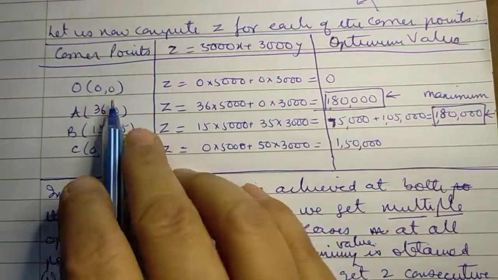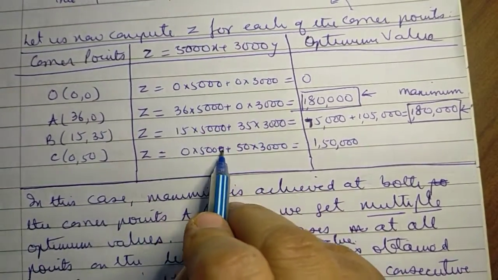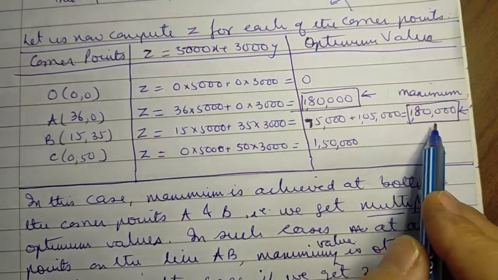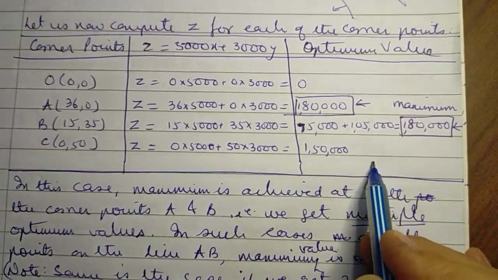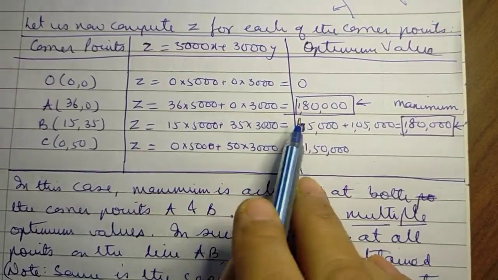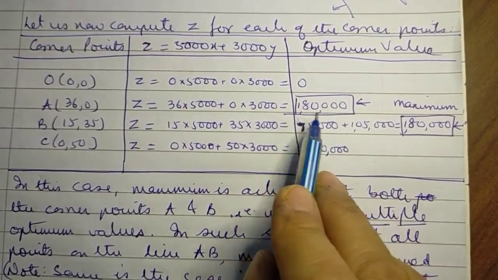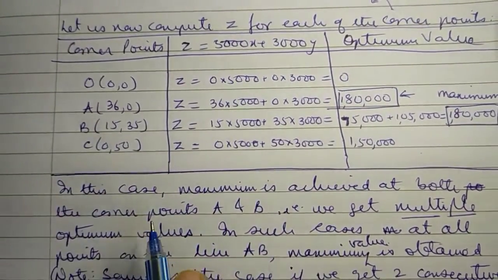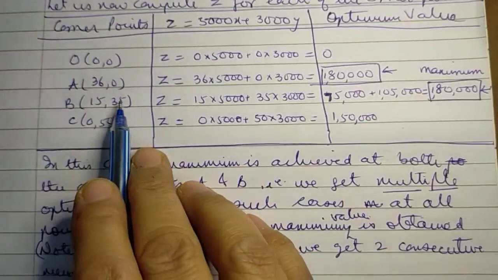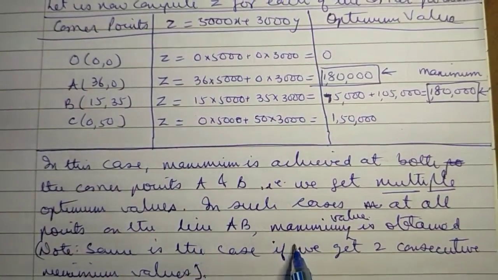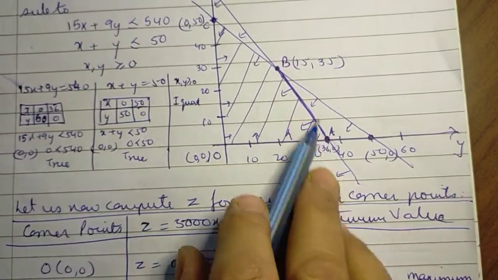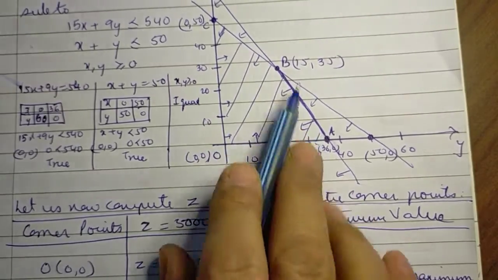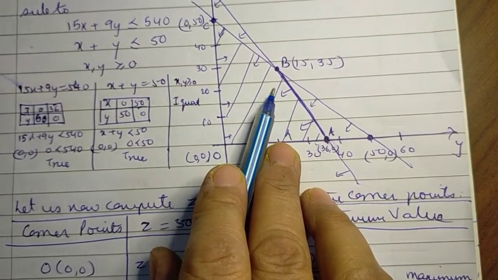Now corresponding to all the four corner points, we find the value of z, and we get the four values as 0, 1,80,000, 1,80,000 and 1,50,000. Now we observe that the maximum value of z is 1,80,000, which occurs at two consecutive points A and B. So we report the answer as: z will be maximum and will have the same value throughout all points lying between A and B.